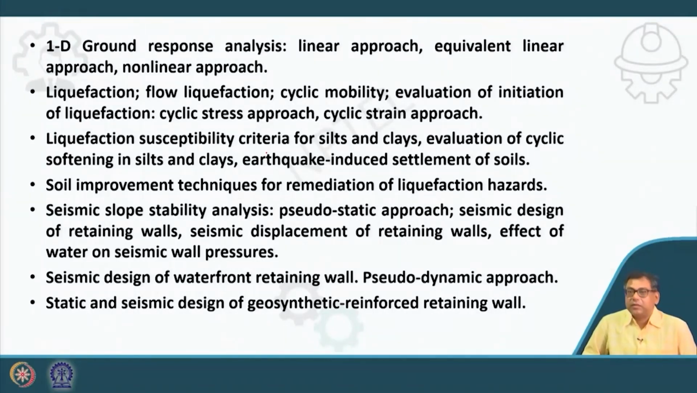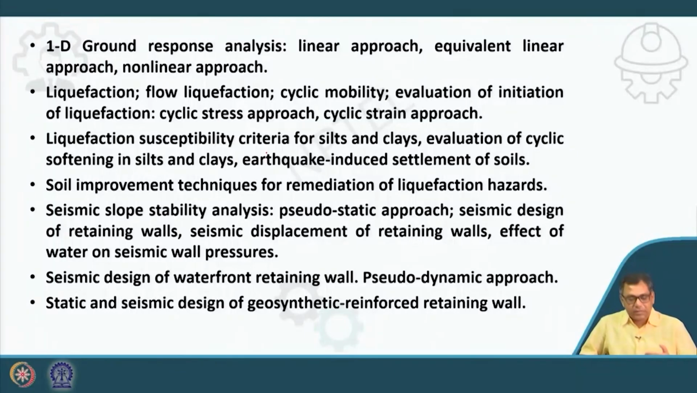Then there are different approaches, cyclic stress approach, cyclic strain approach, those will also be discussed. Then liquefaction susceptibility criteria for silt and clay. Okay, what are the liquefaction susceptibility criteria for silt and clay or fine grained soil? Those will be discussed. And evaluation of cyclic softening in silt and clay will also be discussed. Then earthquake induced settlement of soil will be discussed.